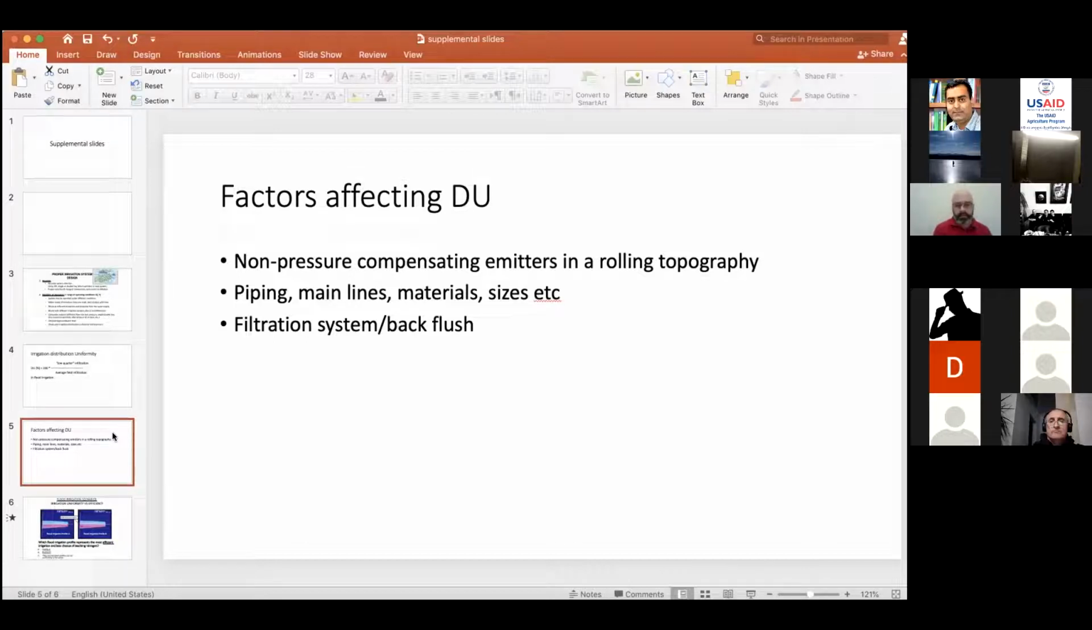Again, to emphasize this, piping, the main lines, materials, and sizes, to maintain pressure in the system over long distances, that is really a critical component of the distribution uniformity. And then the filtration system and backflush, all of those affect the distribution uniformity.